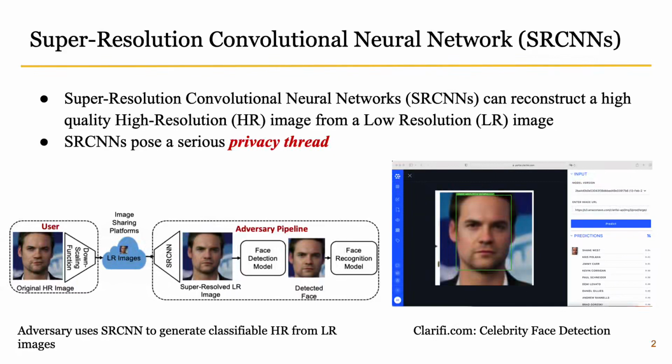For example, many applications or online services don't share high resolution images, but they share low resolution images, since they think the low resolution images are not classifiable. However, as shown in the figure on the left side, an adversary can use SRCNNs to generate high resolution and classifiable images for her classifiers.